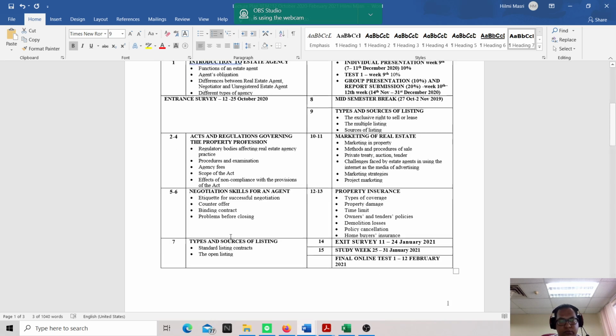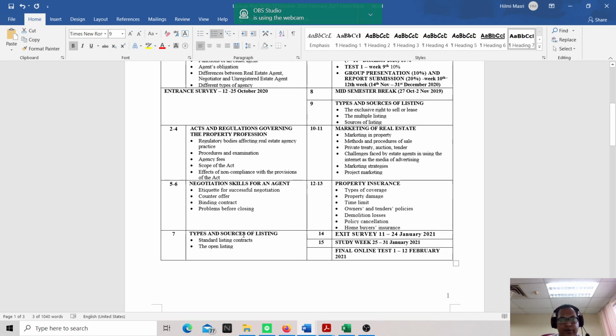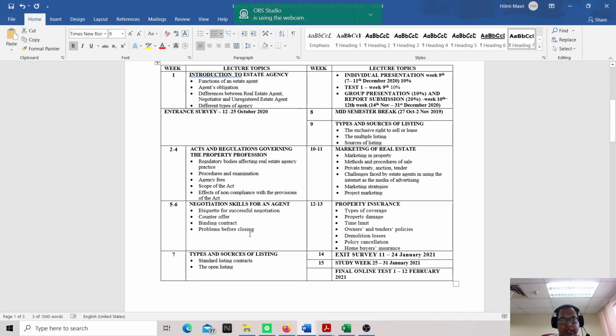Okay, week number 7, you will learn about the types and sources of listing, the standard listing contracts, and the open listing. So listing is eventually like a list of properties that you hold, and that will be your bread and butter, whether you are trying to sell, lease, or even rent them out on behalf of your principal.